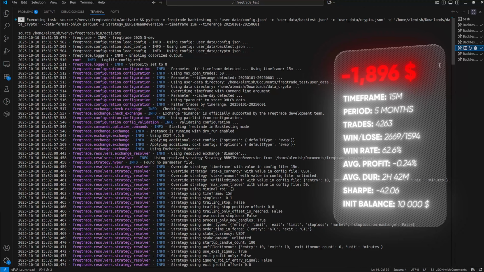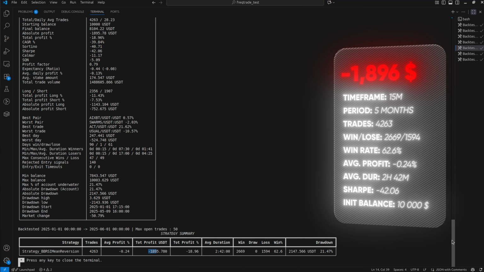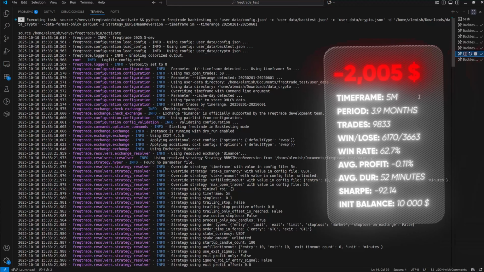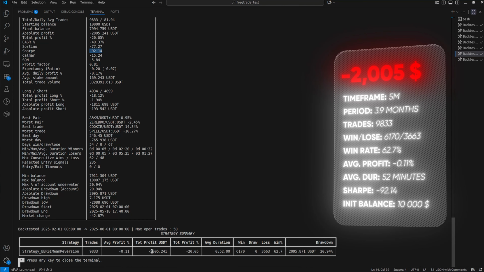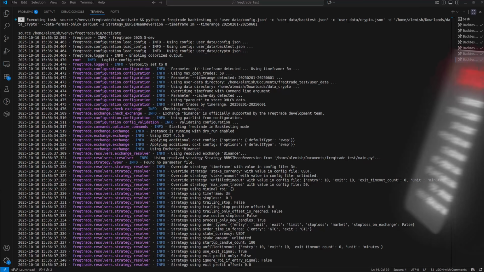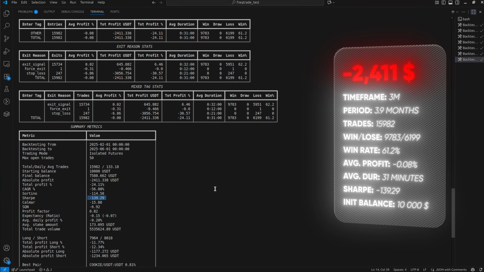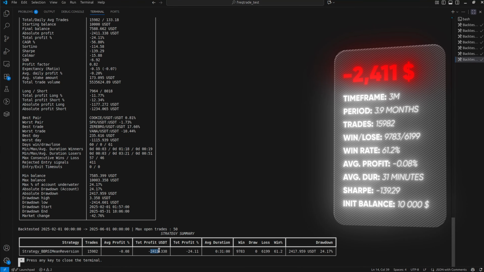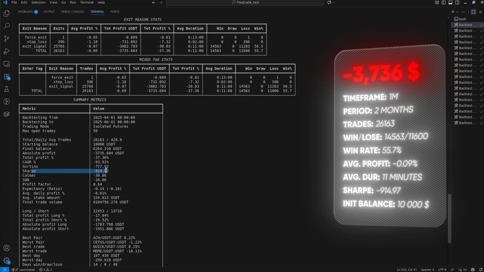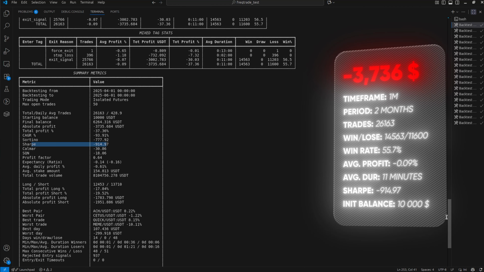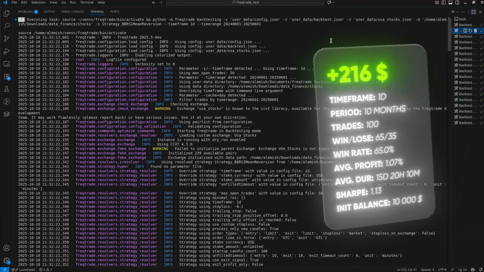Now 15 minutes time frame, Sharpe is minus 42, and we've lost $1,800. 5 minutes time frame, our Sharpe ratio is minus 90 and we've lost $2,000, so not quite impressive. Now 3 minute time frame, and Sharpe is more than minus 100, very low, and we've lost nearly $2,500. Now let's see 1 minute time frame. Our Sharpe is still negative, nearly minus 1,000, and we've lost $3,700. Now let's go to USA stocks.